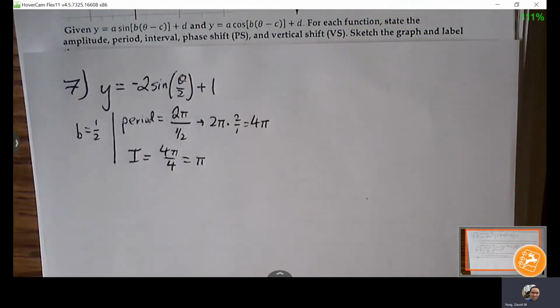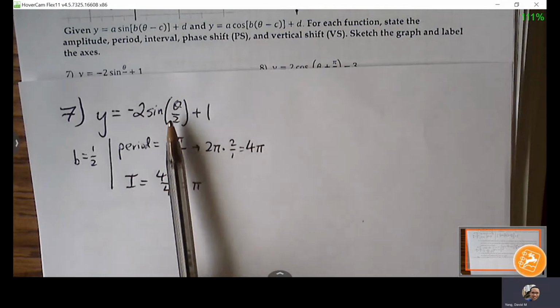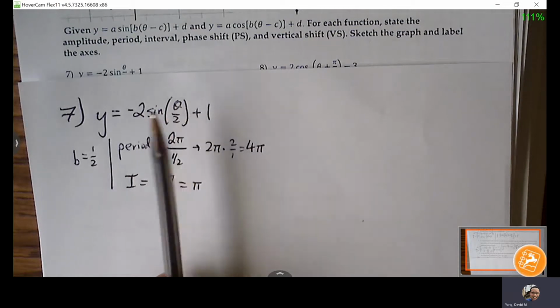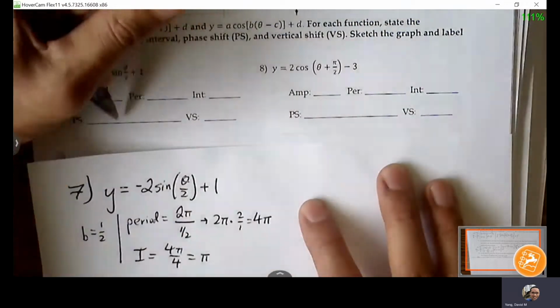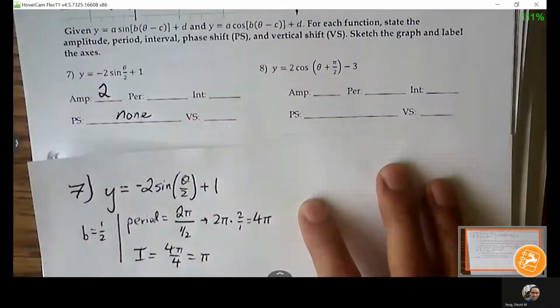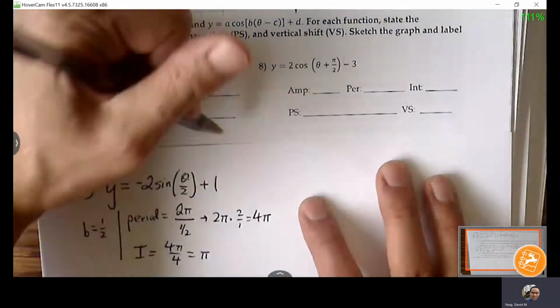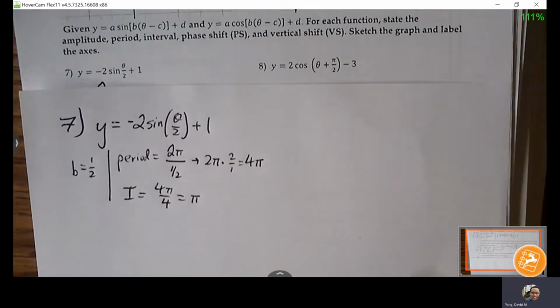Okay, so now, do we have any phase shift in this problem? Okay, there's no adding or subtracting inside the set of parentheses, right? So there's no need for us to worry about yet. Future problems we will. We don't have to factor out the 1/2. We can leave it alone. We know there's no phase shift. But that +1 is going to do what to the graph? The vertical shift. Yeah, vertical shift, so we're going to say up 1. Okay, we'll do the vertical shift last.